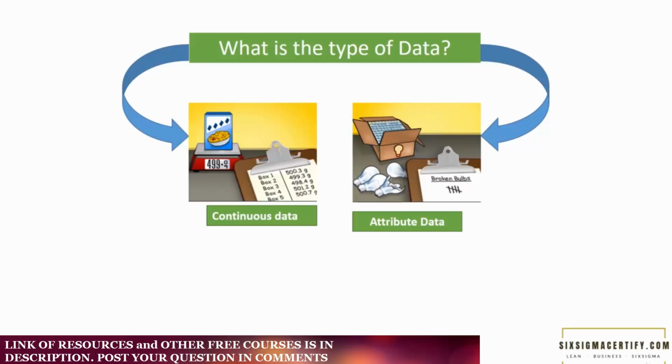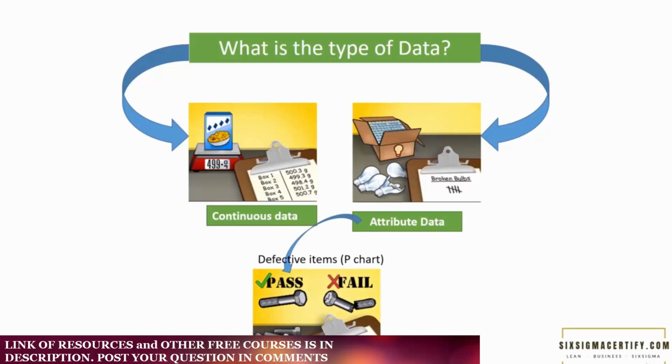After that, let us funnel down into the attribute data. If we are regularly observing the defective items at regular intervals of time, then we use the P type of control chart. For example, if your observation result falls between pass or fail, or defective or non-defective items, then we should use the P type of control chart.